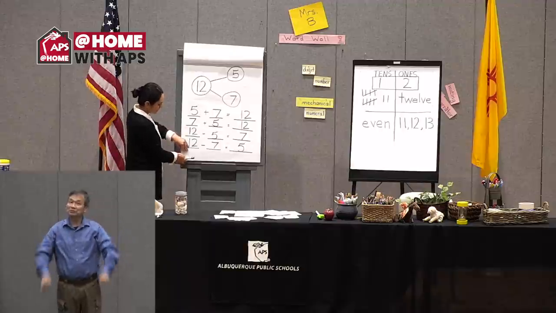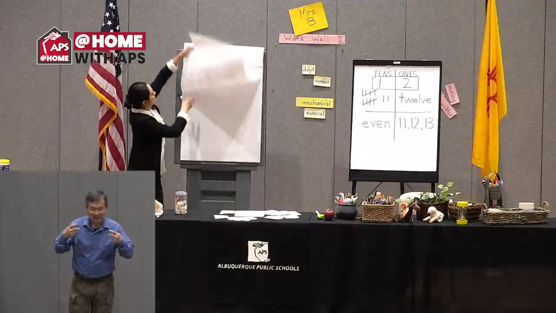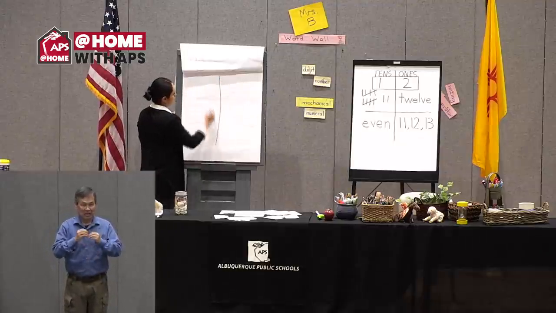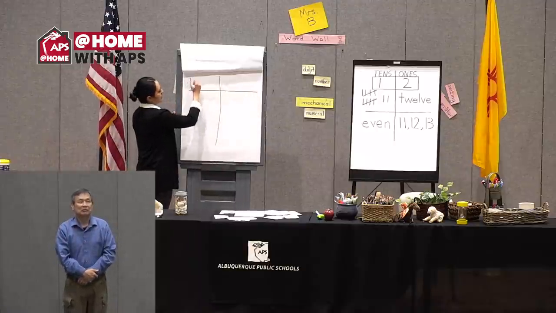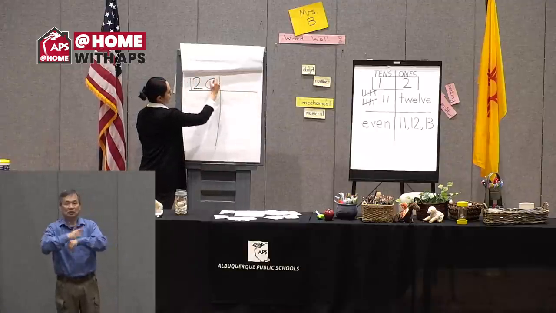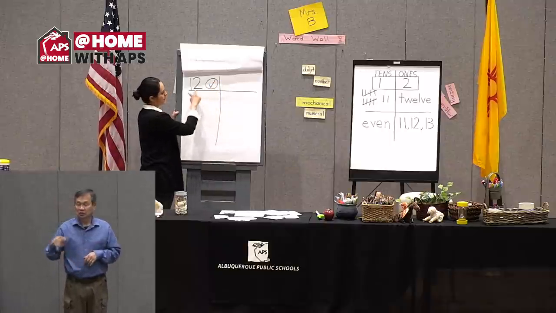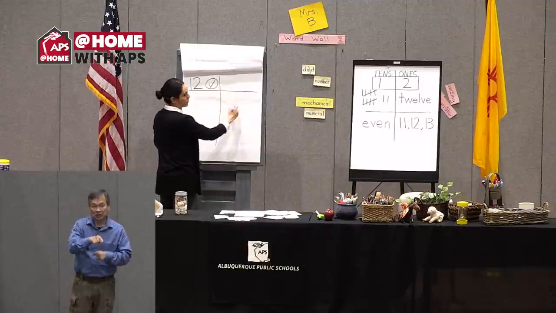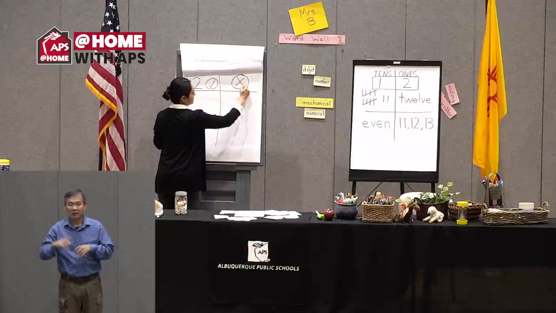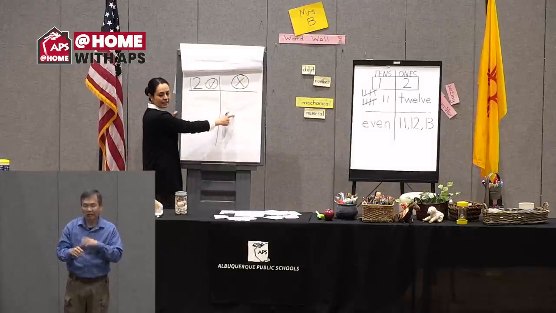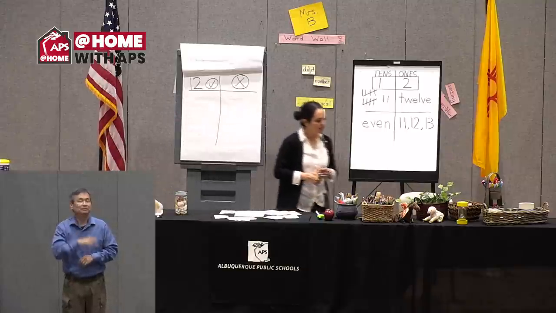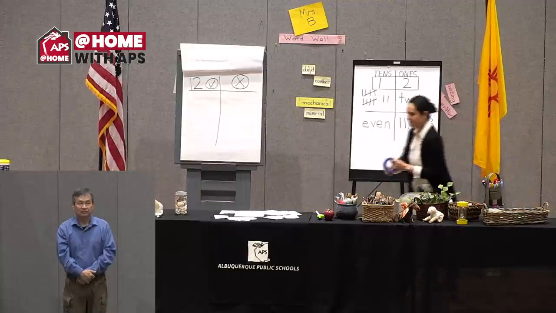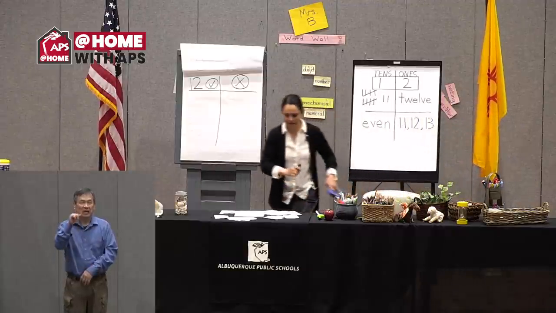Great. Let's sort some things out now. And let's figure out if it's the number of the day or not. So our number of the day is the number 12. And if the card I show you is the number 12, then we put it on this side. If the card I show you is not the number 12, we're going to put it on this side, okay? Let's see. Do I have tape? Let me get some tape.